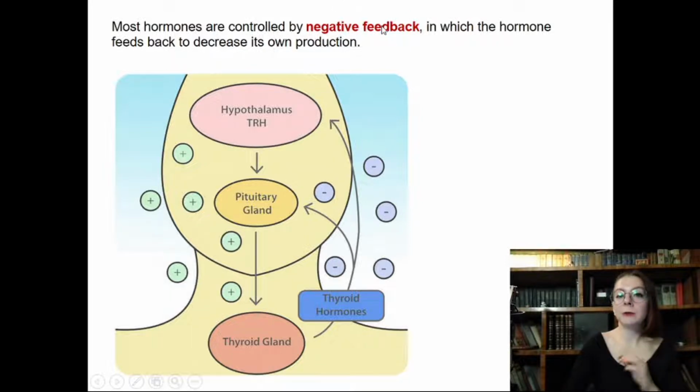And negative feedback mechanism means that the target hormone, the hormones of thyroid gland, they have the negative feedback effect on the production of the thyrotropic and thyrotropin releasing hormone. So once hypothalamus produces its thyrotropin releasing hormone, it stimulates pituitary to produce thyrotropic hormone. Then thyrotropic hormone stimulates thyroid to produce T3 and T4. And what happens after that? Negative feedback. T3 and T4 inhibit both pituitary and hypothalamus, informing that these hormones are already released, so stop stimulating their production.